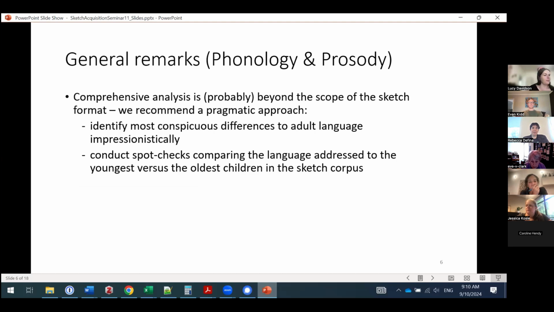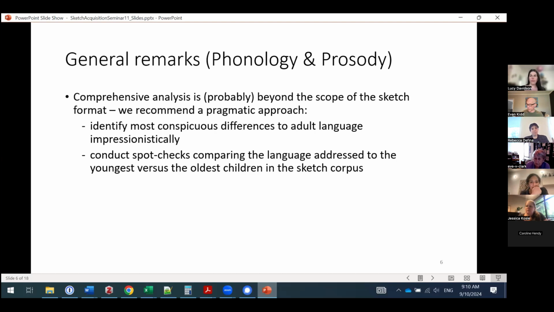And a comprehensive analysis of the phonology and prosody of child-directed language is likely beyond the scope of the sketch unless you're particularly interested and wanting to delve into that. And also, often we found limitations in the recording setup. So there was often too much background noise, or the microphone didn't pick things up clearly enough to do a really detailed phonetic analysis. It wasn't the goal of the recording setup to be able to do that.